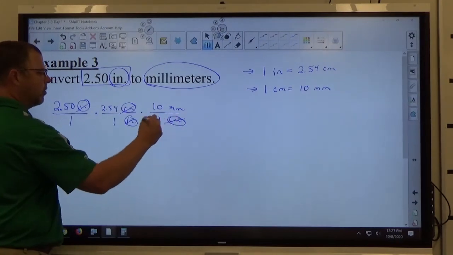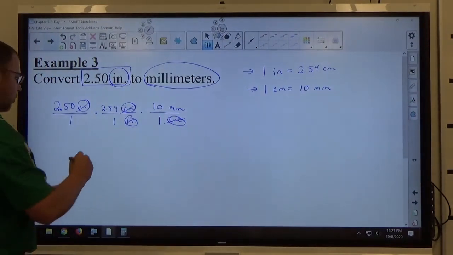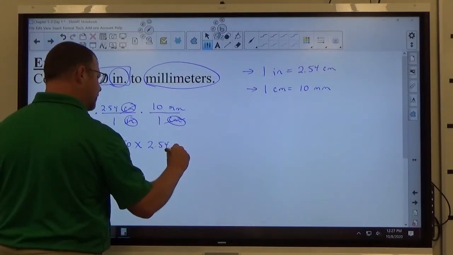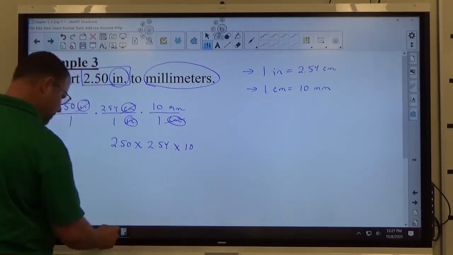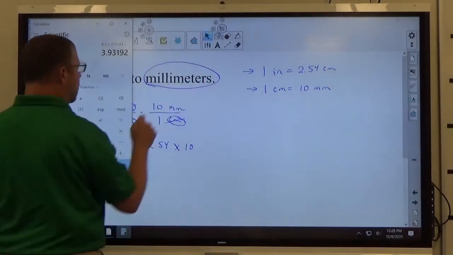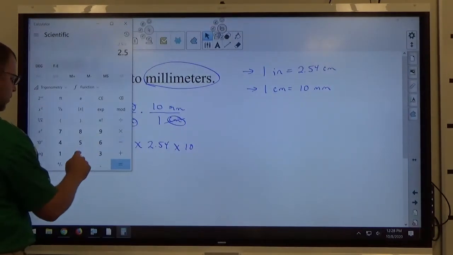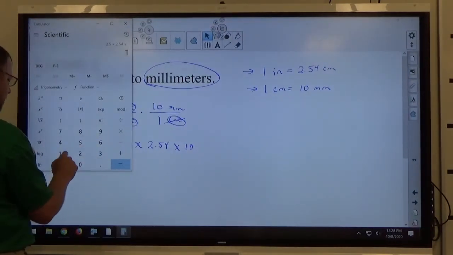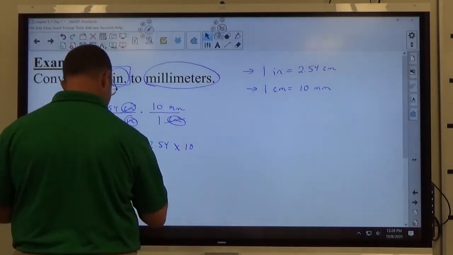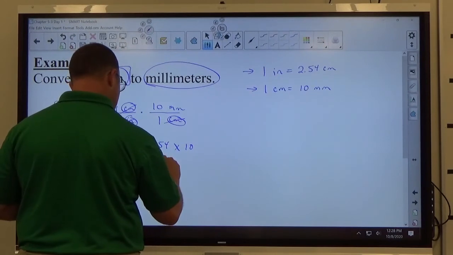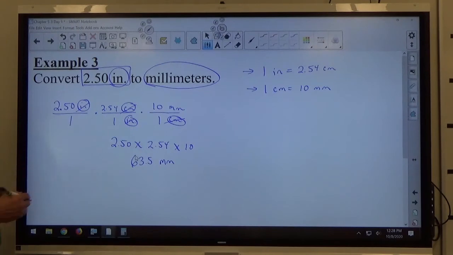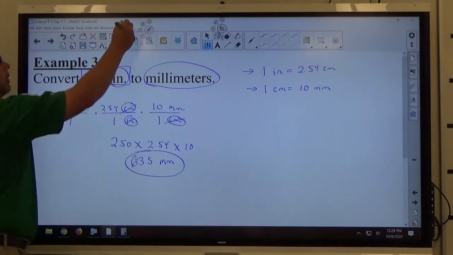Centimeter cancels centimeters. So to get the answer, I'm going to do 2.50 times 2.54 times 10. 2.5 times 2.54 times 10. I get 63.5 millimeters. And notice 3 sig figs in our original measure, 3 sig figs in our answer, so that is the answer that we can go with.